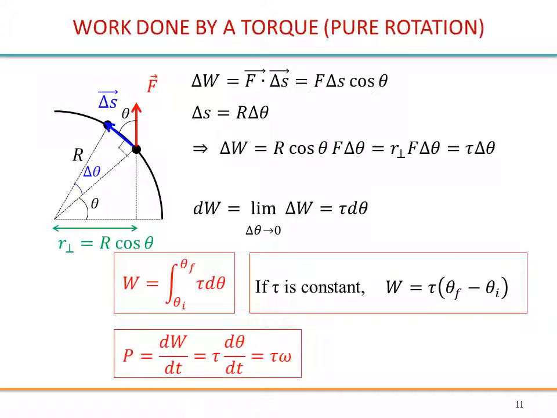You can also get the power. So the power will be by definition dW dt, and in such a case you have tau d theta dt, which is omega.